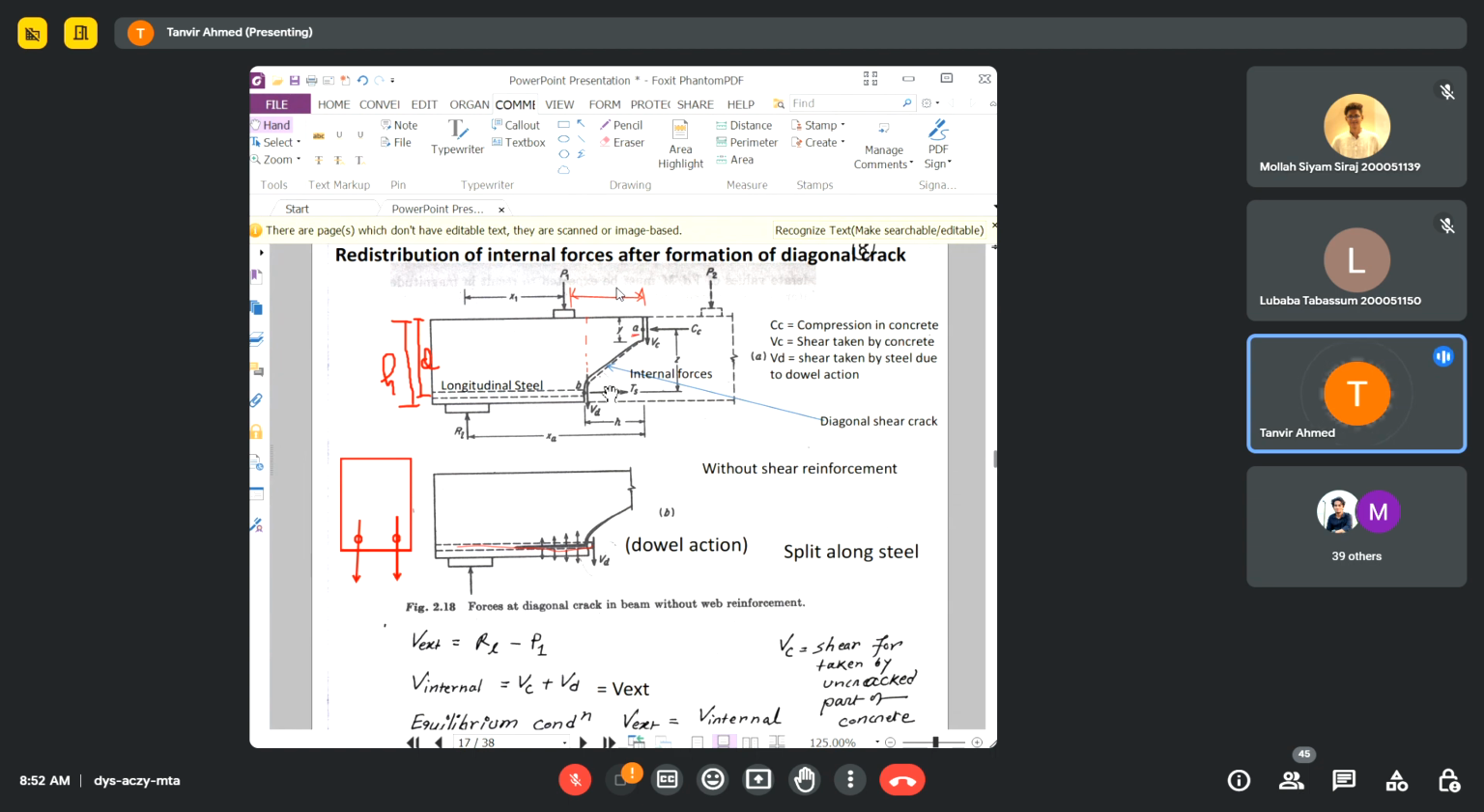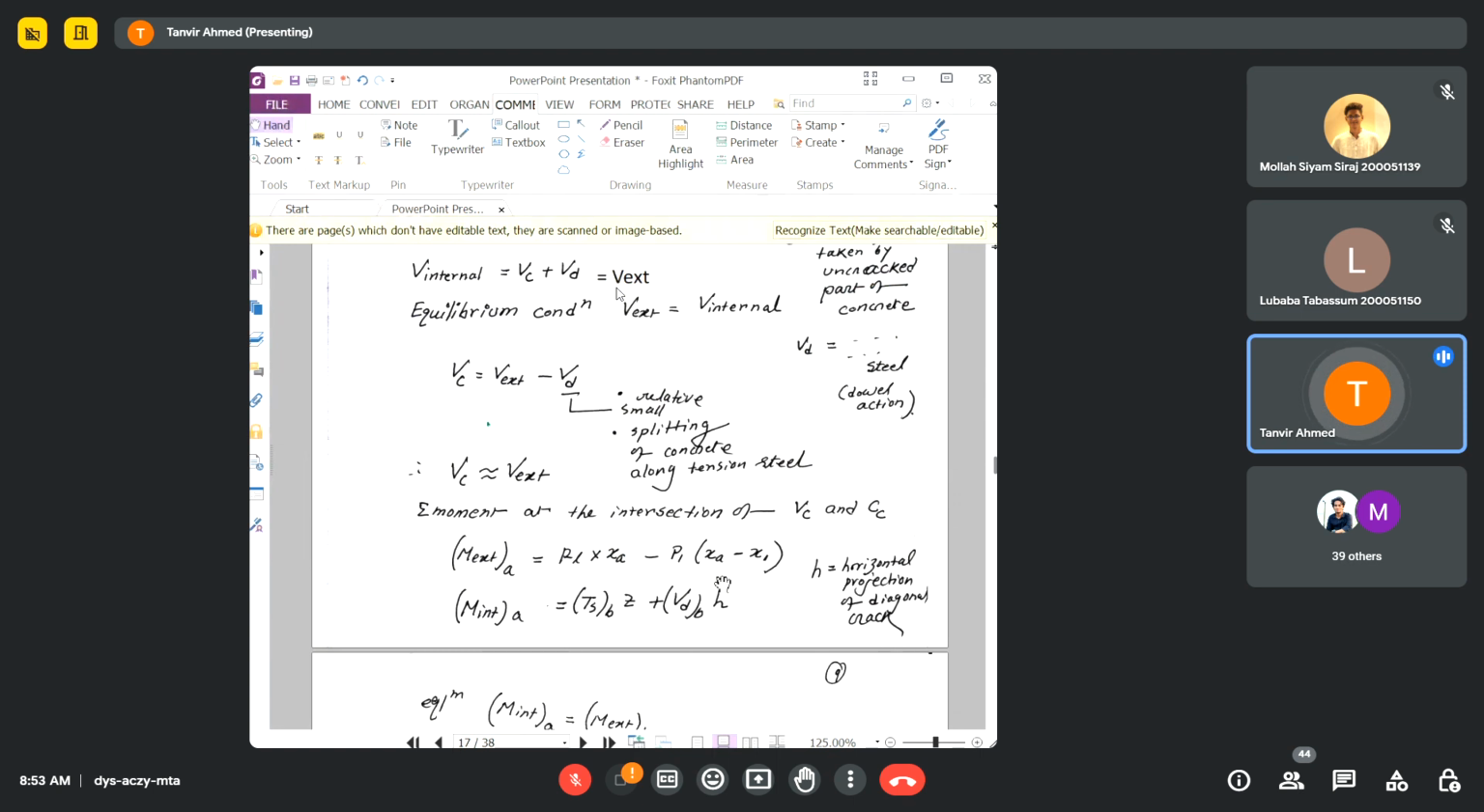So at point A, because of TS and VD, the internal moment will be what? TS times Z. Z is the moment arm, the distance between CC and TS, that is the Z. So moment at point A will be TS times Z, and this is counterclockwise. And VD, this will also be counterclockwise. So TS times Z plus VD times H. Okay, VD times H. So this will be the internal moment at point A.